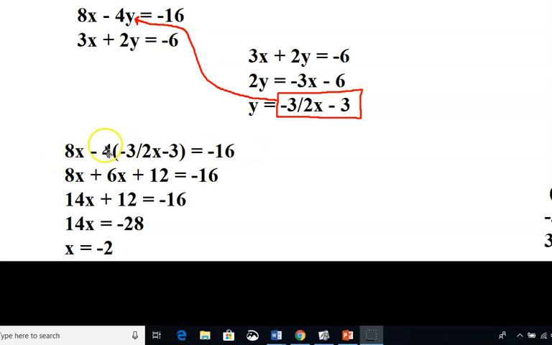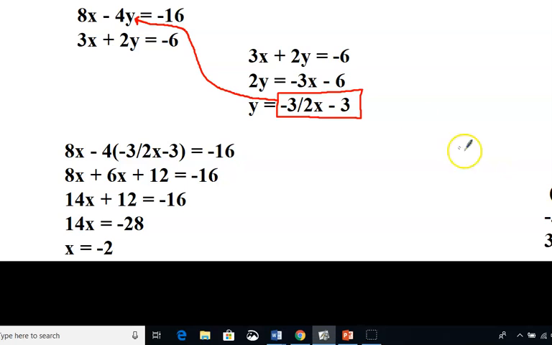When you distribute, you get a plus 6x plus 12. So all of this becomes this. Bring down all your other things that are in the equation above and combine like terms. So 8x plus 6x is 14x. Bring everything else down. Subtract 12 from both sides. So negative 16 minus 12 is negative 28. And then divide negative 28 by 14 and get negative 2.